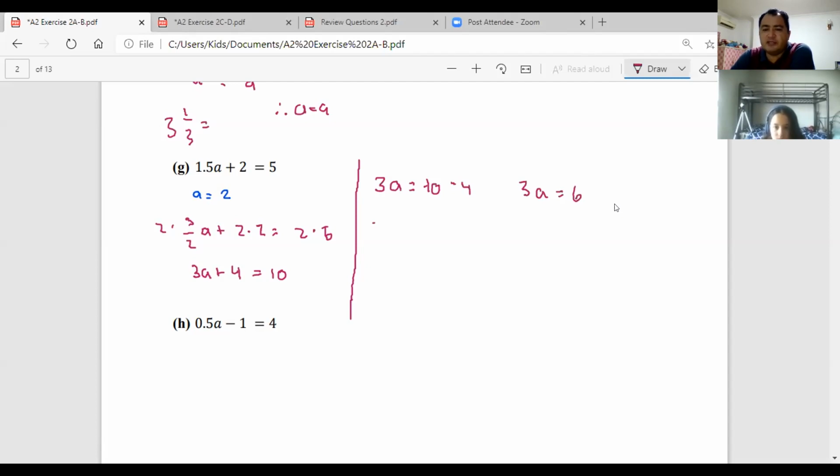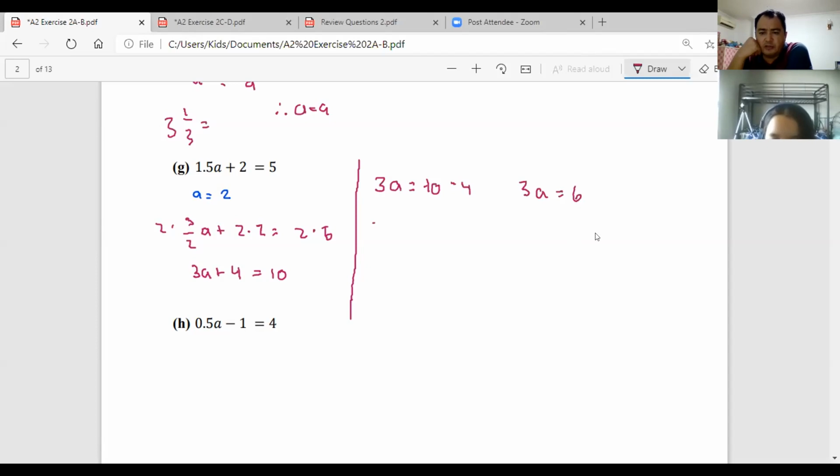So now, how do we eliminate 3 from the left-hand side? What should we do here? We should divide both sides by 3, right? Yes, divide, because it is multiplied. So if you divide the left-hand side, 3 is gone, only a is left.